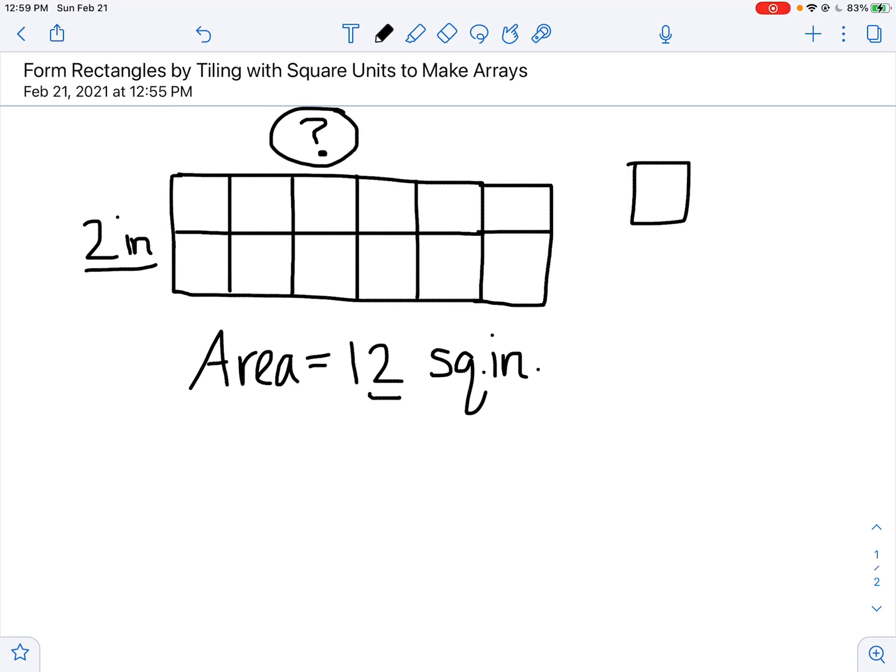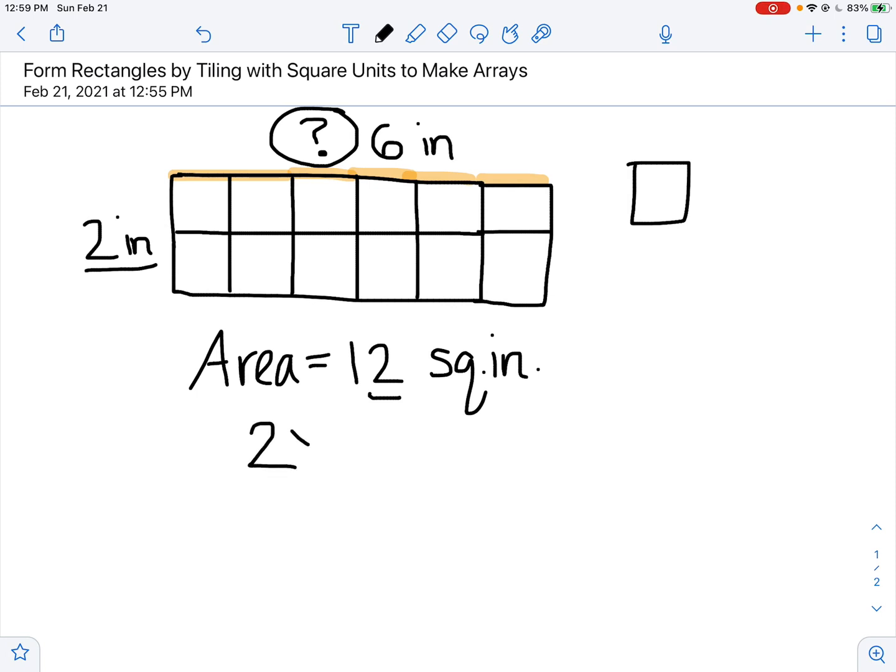So what is my missing side length here? How do I figure out how long this rectangle is? Well, what I'll do is I'll count how long the side is. 1, 2, 3, 4, 5, 6. So now we know that this side must be 6 inches.